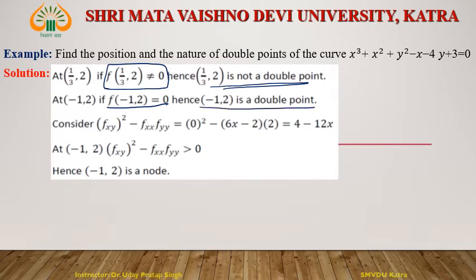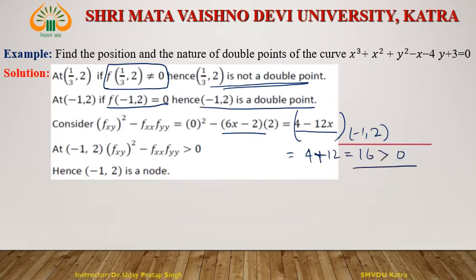Now consider fxy square minus fxx fyy. What is fxy? 0. What is fxx? This. fyy is 2. Right? This is 4 minus 12x. And putting here, what is x? x is equal to minus 1. And y is equal to 2. Then this is equal to 4 minus 12 into minus 1, that is 12, means 16, which is greater than 0. Means this point is a node.